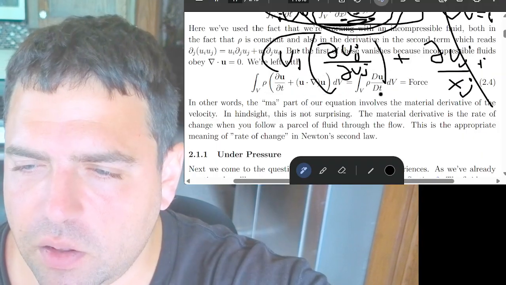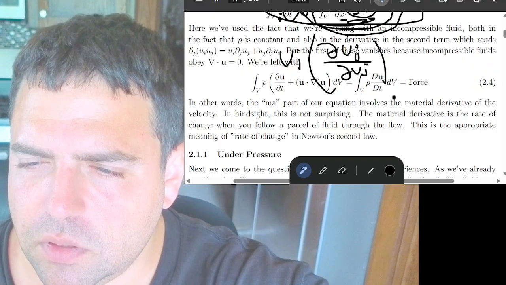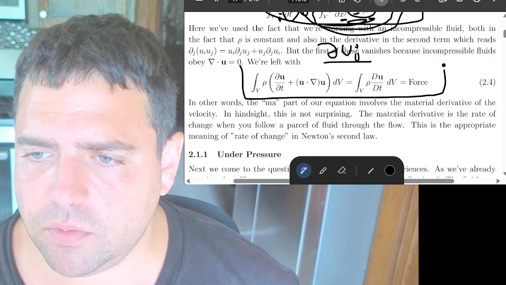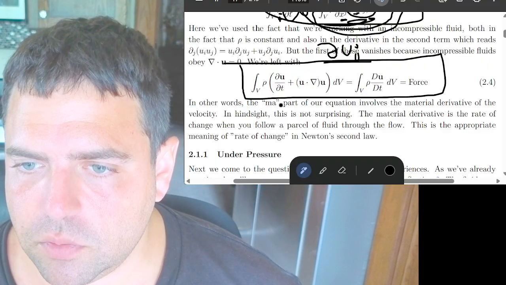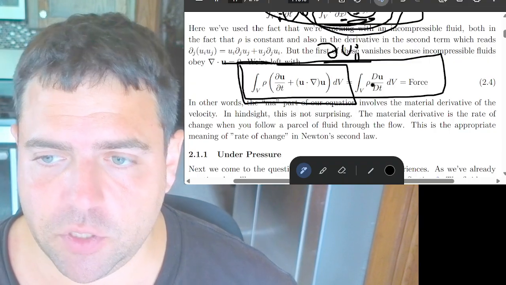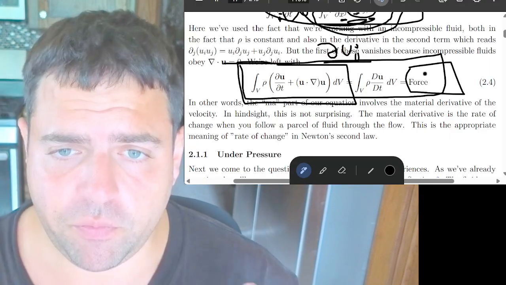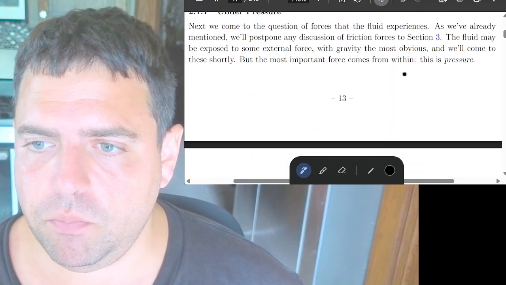And I got a little overzealous in my drawings here, so I'm just going to clean this up. This is a very important equation, so I want you to see it without my silly drawings in the way. Yes. So what this is saying is that the change in momentum is equal to the force exerted. F equals ma, but in fluid mechanics.